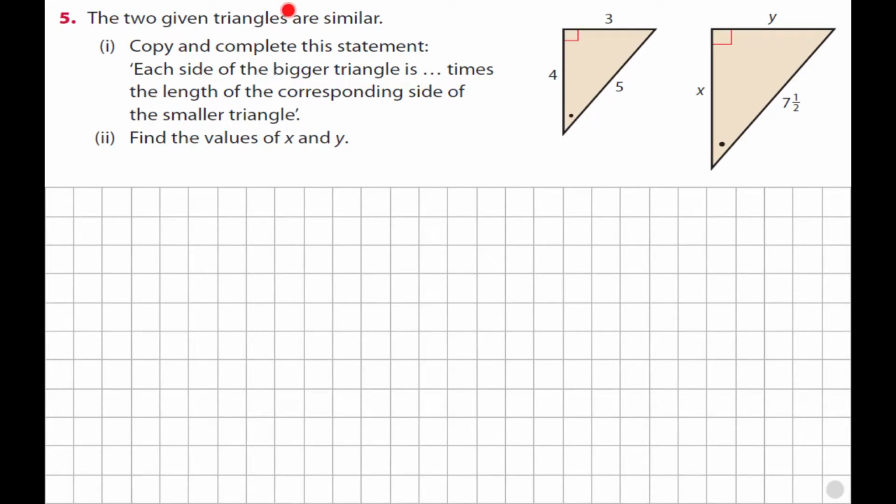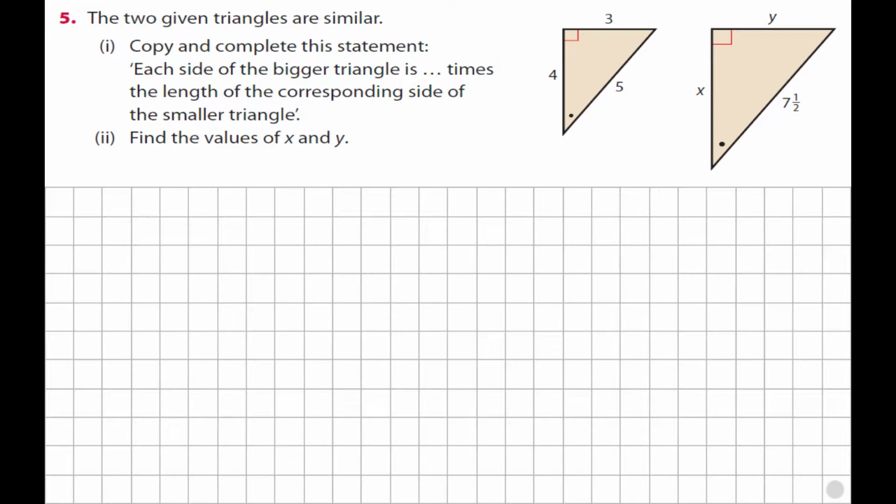Okay, so question 5. The two given triangles are similar, right? So you've got two similar triangles, and all that means is they have the same angles. Okay, so 90 degrees, 90 degrees, an angle, an angle. This angle here is obviously going to be the same as this angle here, because if these two angles are the same, then this angle has to be the same, because angles in a triangle add up to 180 degrees.